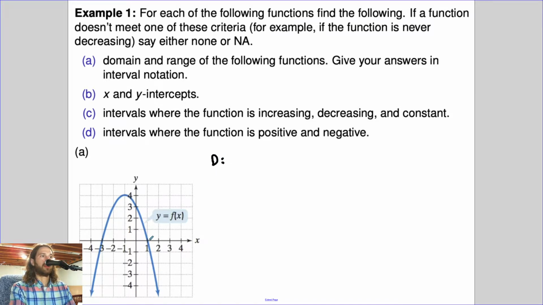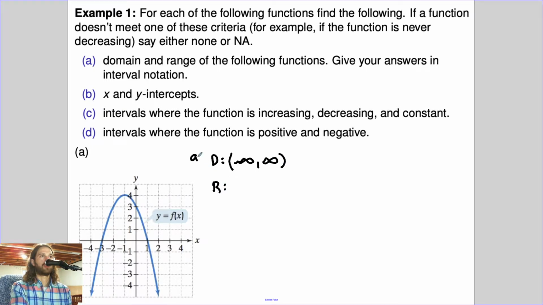Domain, that's the lowest possible x value. So remember, if I were to look at all these points and write all the points down, what would be the lowest possible x value? Well, this arrow keeps going. It goes forever to the left, just going down faster than it's going to the left. So the lowest possible x value, since it's going forever, will be negative infinity. The highest possible x value will be infinity.